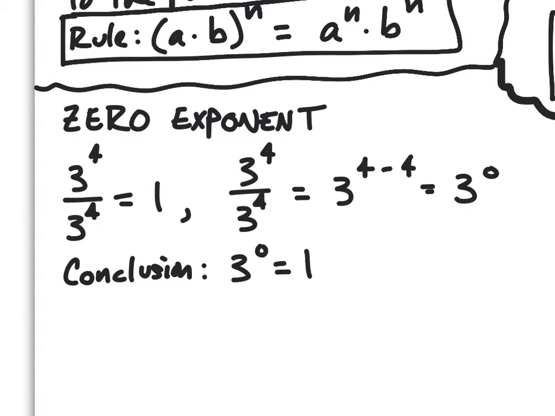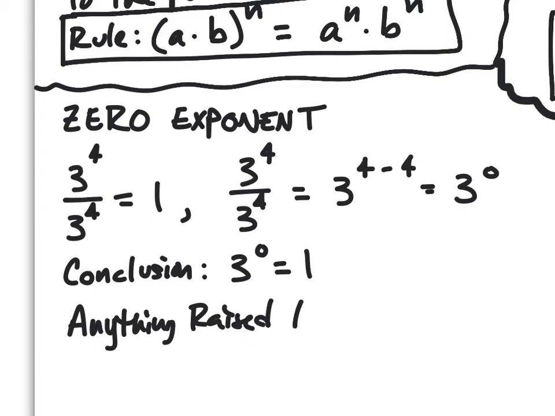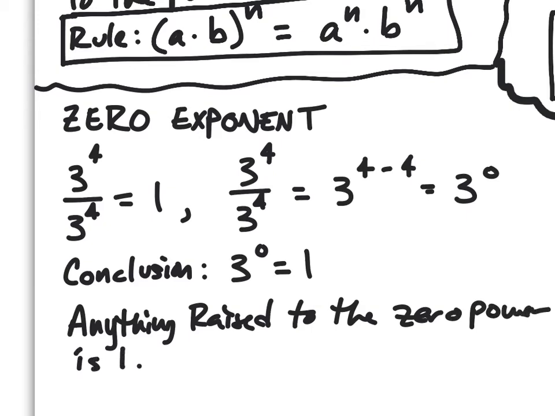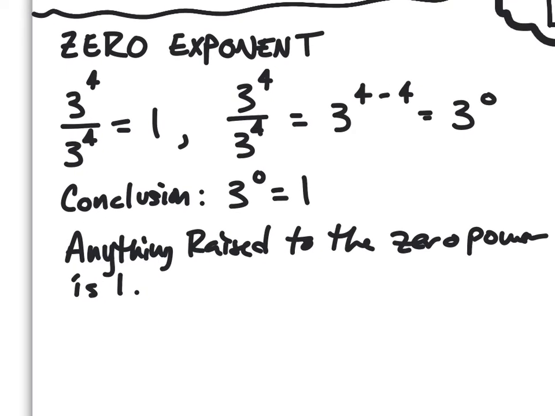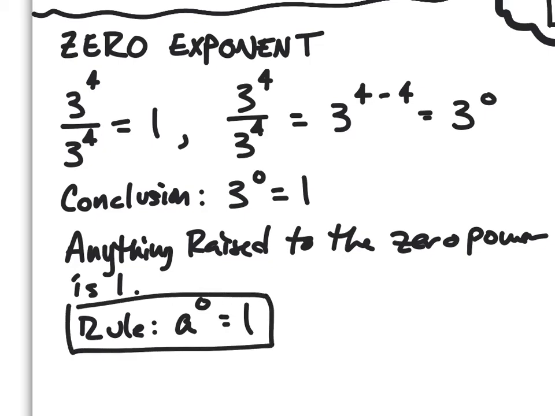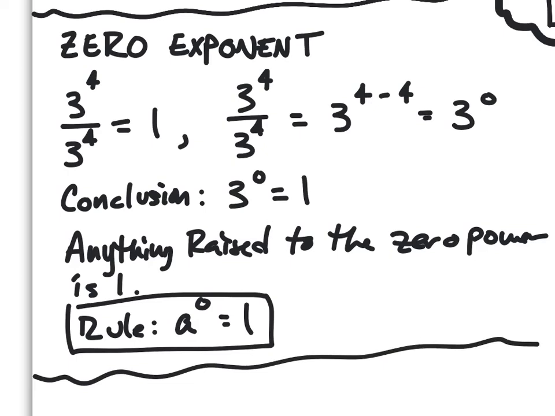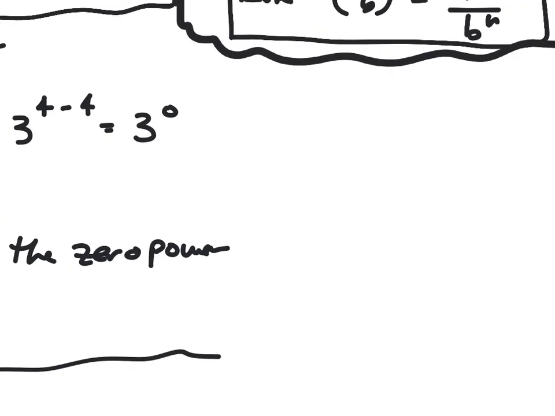Okay, and so what I can then say about this is that anything raised to the 0 power is 1. Okay, and that's what we get. All right, so my rule for this, and this would be anything, okay, if I take some number a and raise it to the 0 power, it's going to give me 1. And that's it. Okay. All right, so let's box that up, and let's take this a step further, okay, which we're going to talk about the negative exponent.